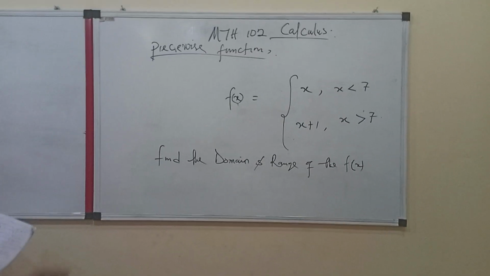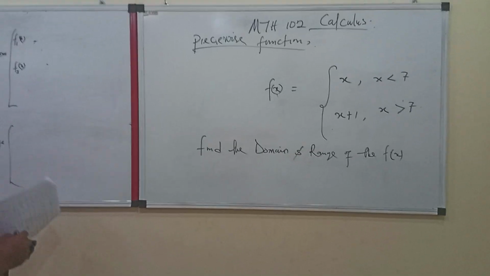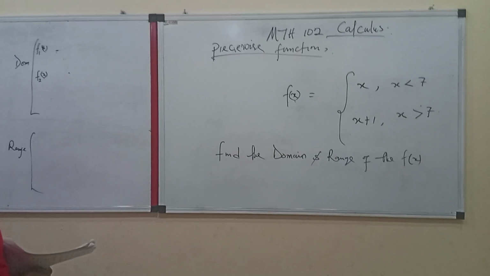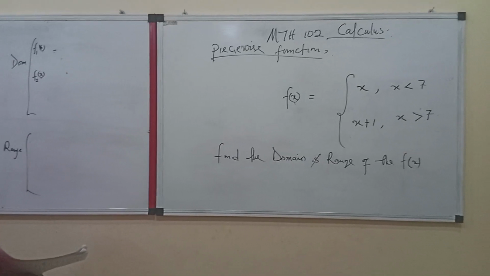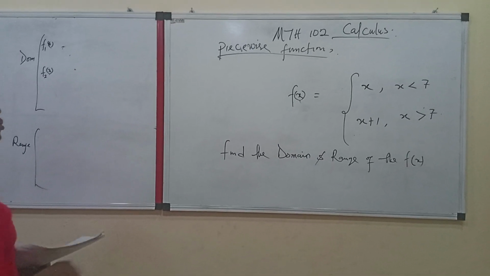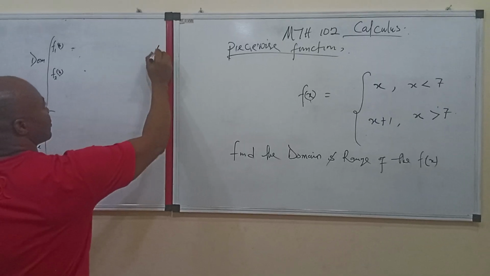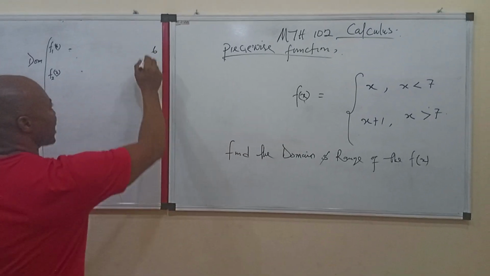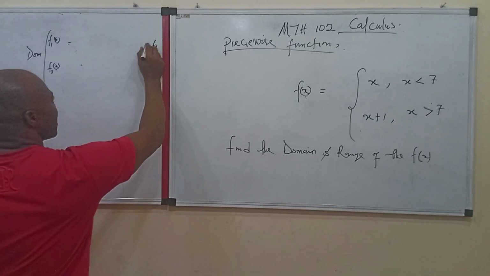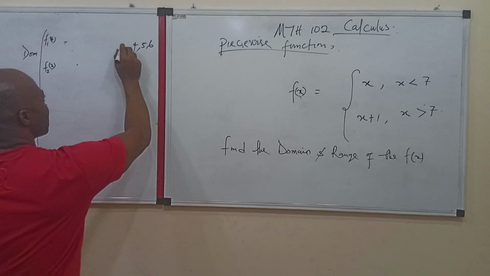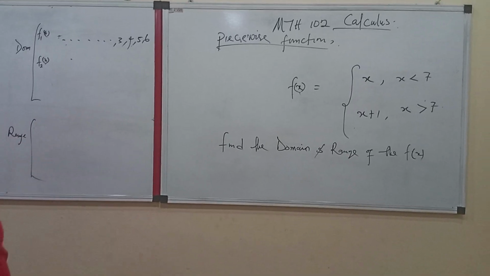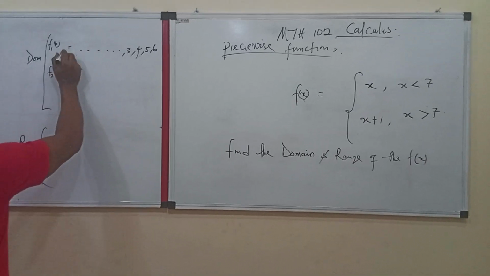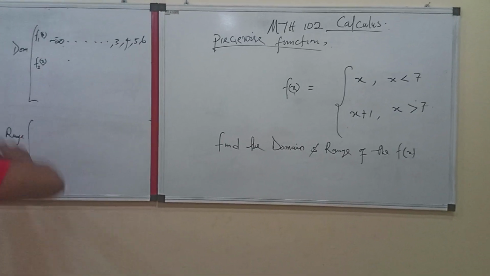The first one, wey we dey call small one, f1, the domain values dem wey dey there na x is strictly less than 7. Meaning x go take 6. It's less than 7. So x go take 6, e go take 5, e go take 4, e go take 3, e go take 2. Now so e go till negative infinity.